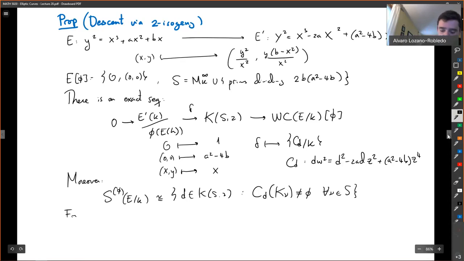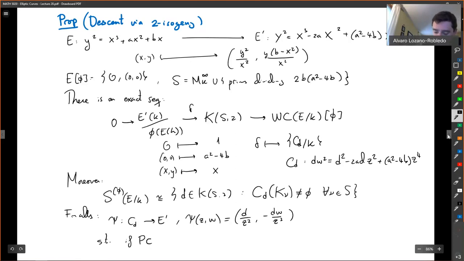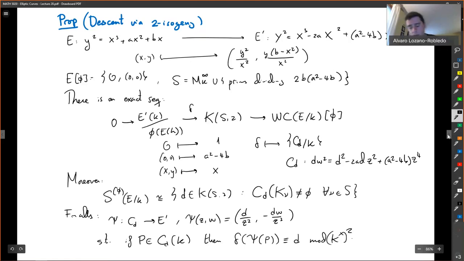And finally, there is a map back from the homogeneous space. If you find a point in the homogeneous space, there's a map back to E that sends the point to (D over z squared, minus D w over z cubed). And such that if P is in CD(K), then delta psi of P is congruent to D modulo K cross squared. Okay, so it does come from the value D in K cross mod squares.